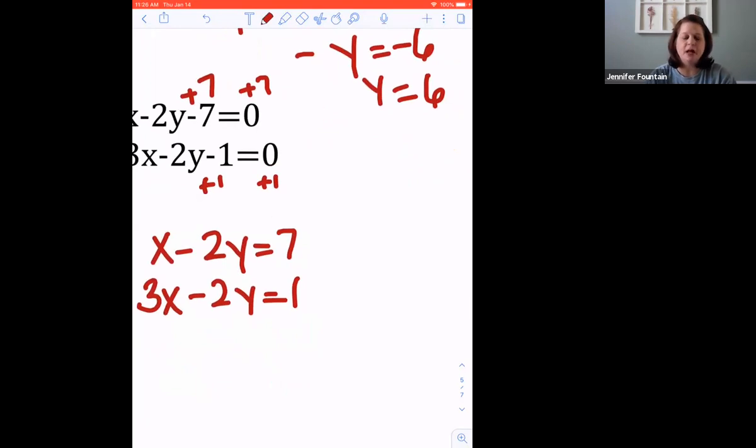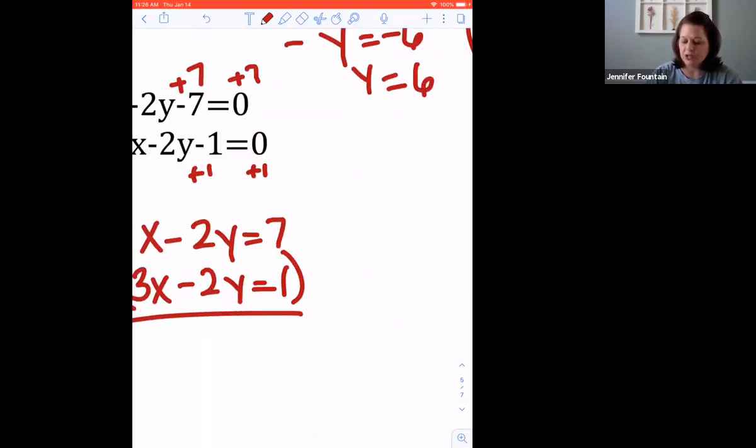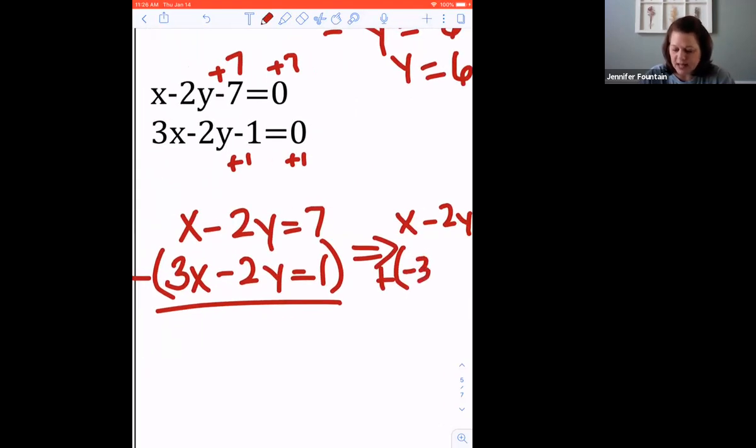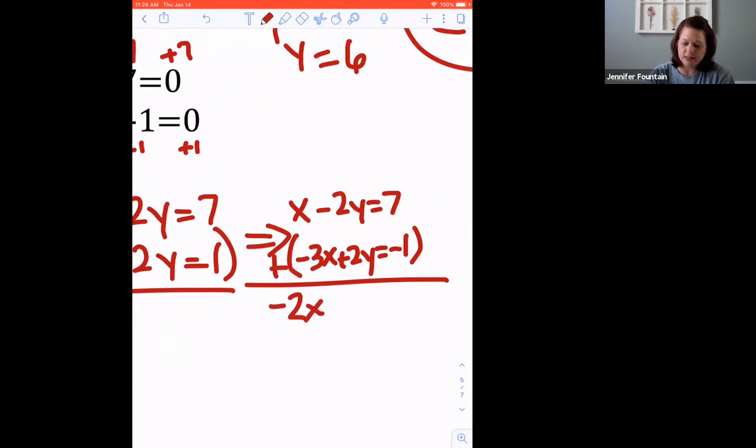I can see that my minus 2y's are exactly the same. I can see that if I subtract those, I can change to adding the opposite. So x minus 2y equals 7 plus 3x becomes negative 3x, minus 2y becomes plus 2y, and 1 becomes negative 1. Add them up. X plus a negative 3x is negative 2x.